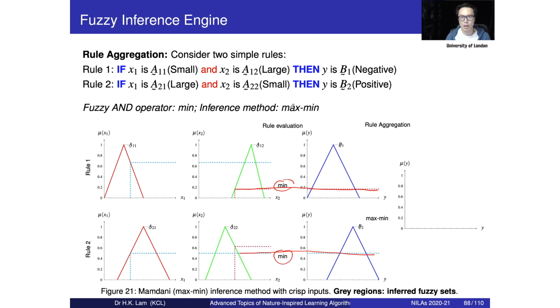Now, to interpret the inference method, max-min, first I'm going to do min. That means we have two lines right here. This is the line given by the rule evaluation. The next line is about the triangle membership function. Compare each value in this line with the triangle value. Pick the minimum value. So we come up with this one.